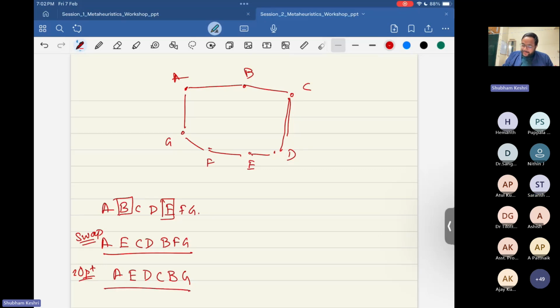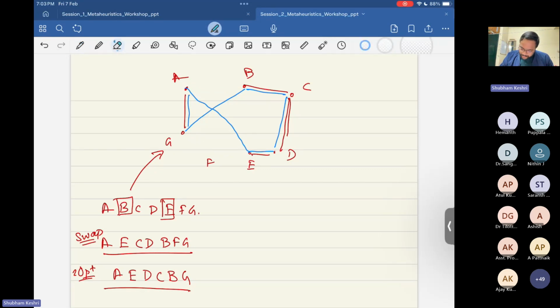When you do it in the diagram, you will understand. So this is this solution. What is the 2-opt solution? You see, the 2-opt solution is A, E, D, C, B, and from B it will go this way. So what 2-opt is doing is removing two of the edges. It is removing two of the edges. Here will be F and G. So what is 2-opt doing?